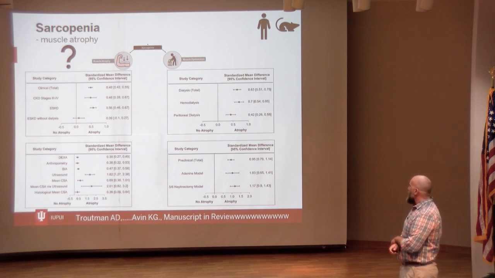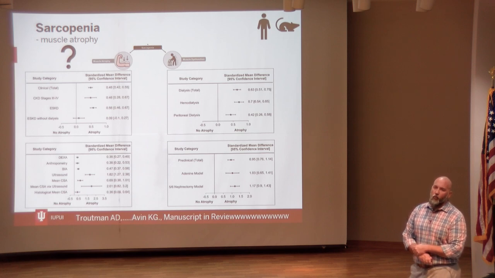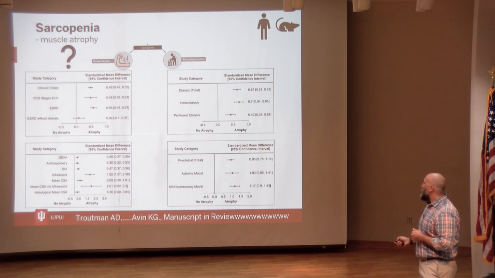And so when we just look overall from a clinical study standpoint, the effect size here in this forest plot is right about 0.5. It's slightly under at 0.48. So from an effect size standpoint, it's considered or categorized as small. When you look at whether it's the overall clinical or teased out by stages or ESRD without dialysis, really anything, it's either 0.5 or less.